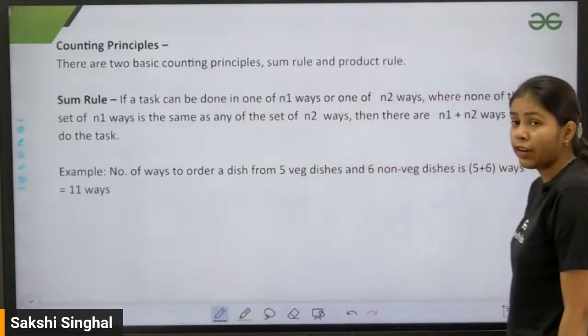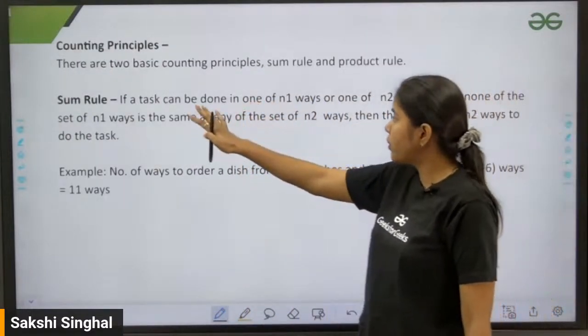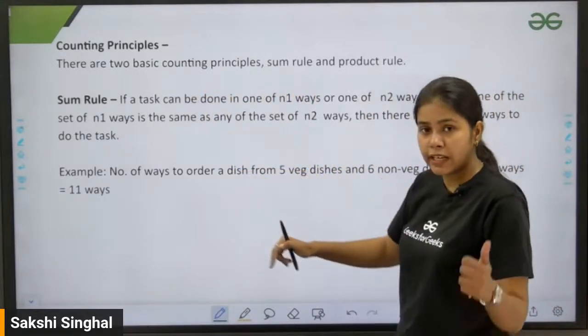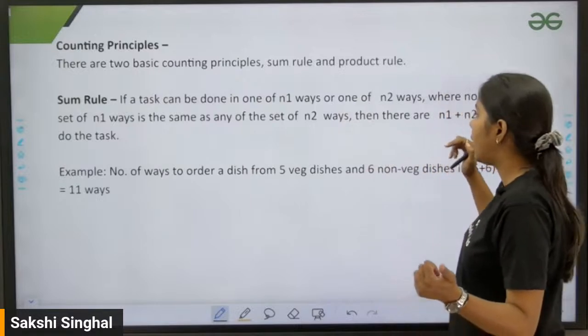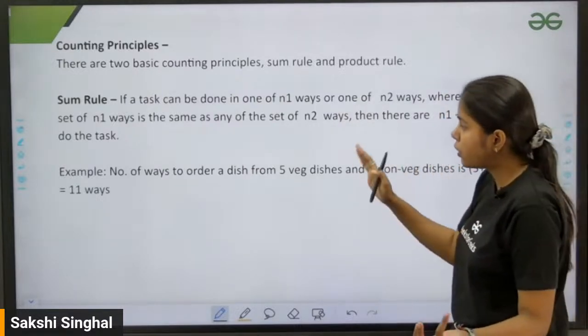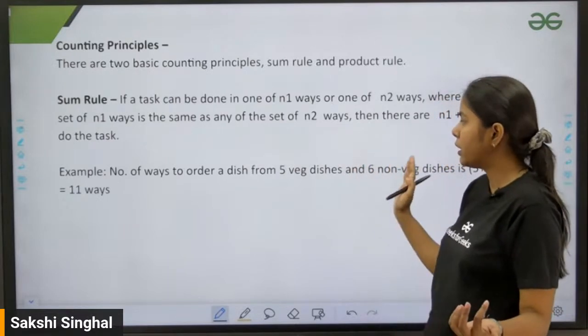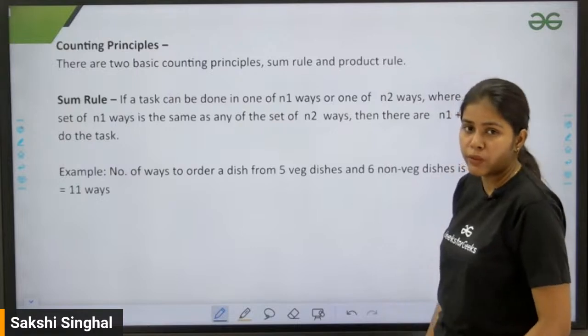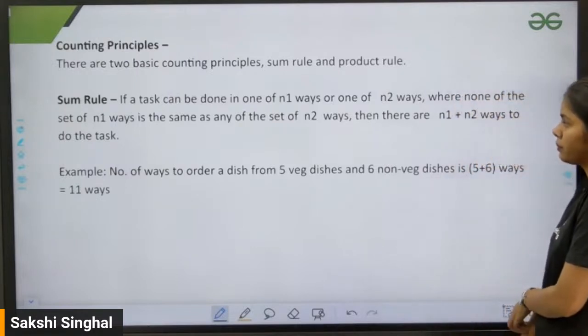Now we have counting principles. There are two basic counting principles: sum rule and product rule. Sum rule says that if a task can be done in n1 ways or in n2 ways, and none of the n1 ways is the same as any of the n2 ways, then there are n1 plus n2 ways to do this task, right?